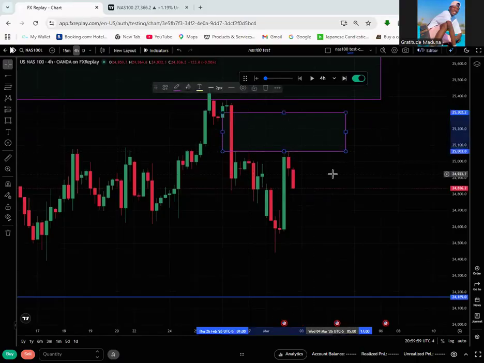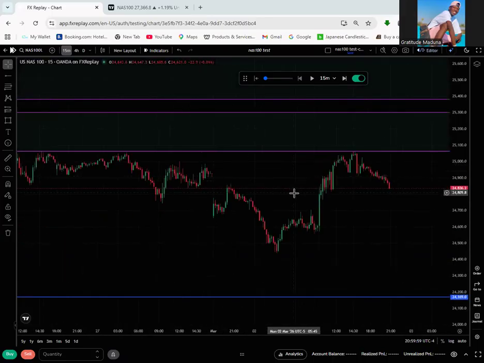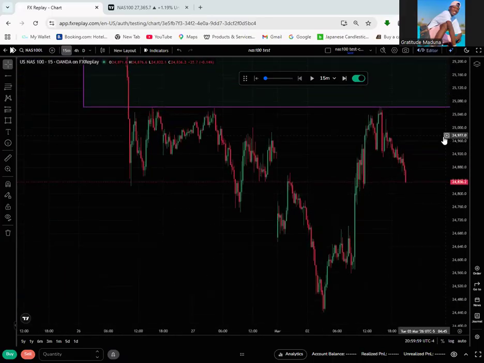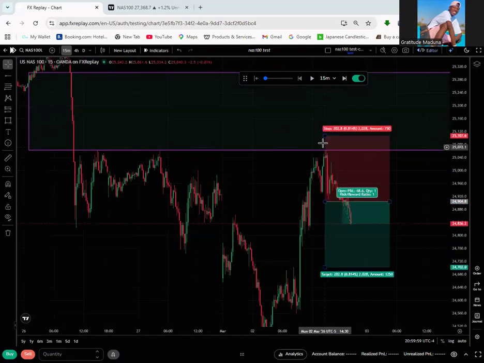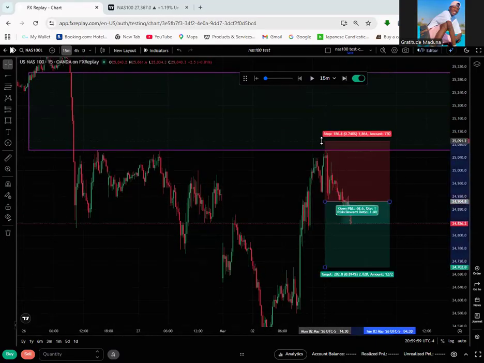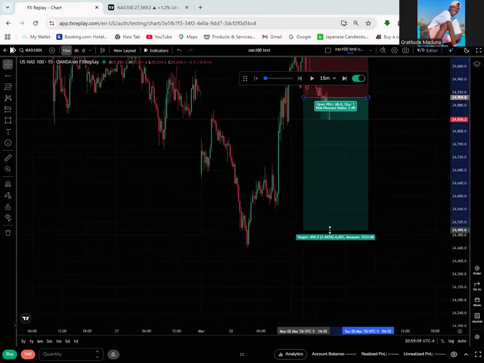Maybe not. Let me see what price does when we get there. It's a bit clean, touched it, broke. Let me see if I can get a short here, if it does come back into the zone. There, one point short top.